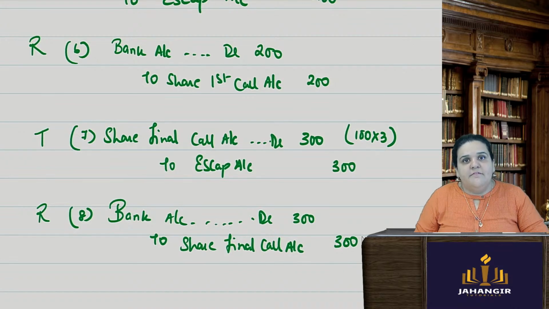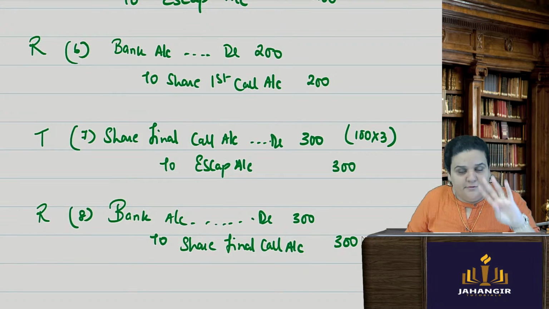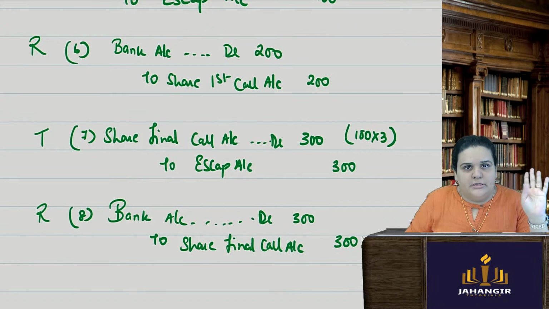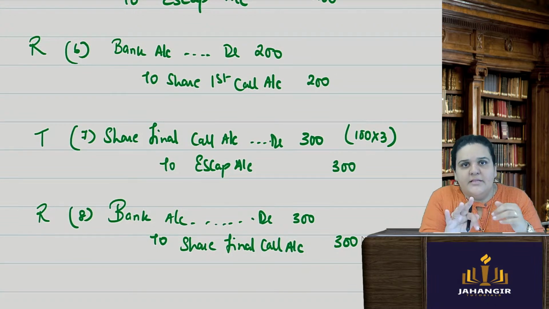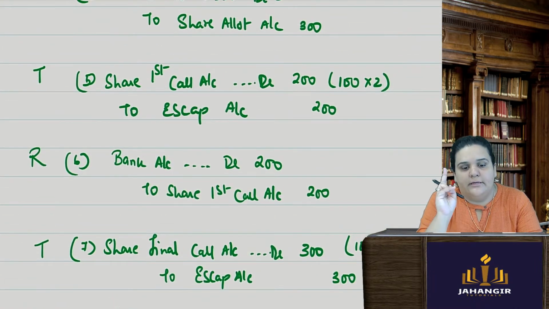Okay, so in any given stage, these 4 stages, if it is there, there will be these 8 journal entries. If there are only 3 stages, first and final call, my journal entries will stop at the 6th one. Okay, finish, over. 6 journal entries. Each stage is having 2 journal entries. Okay, one is of the receipt and one is of the transfer.